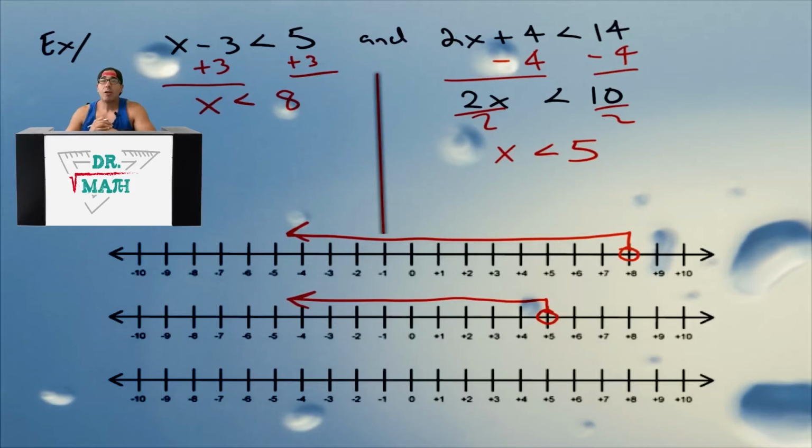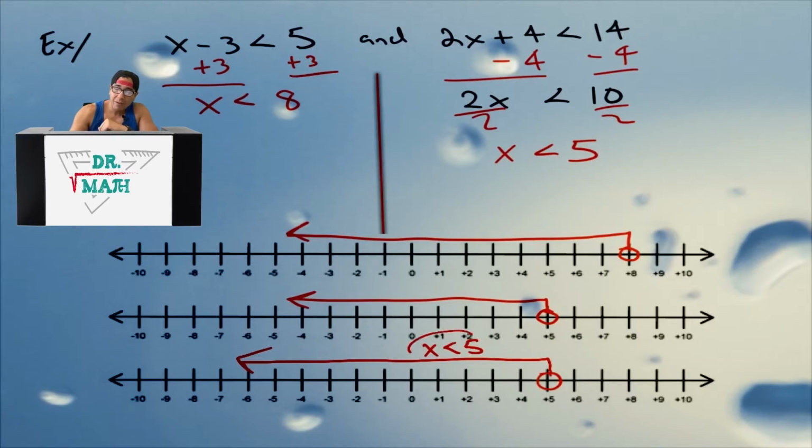Now we look at both of these graphs and ask ourselves, what numbers are included in both graphs? We can see that all the numbers from 5 all the way to negative infinity are included. So for our final solution, we start at 5, and it's an open circle because it wasn't included in this graph, and you shade everything to the left. Our final solution set is x represents all the numbers that are less than 5.